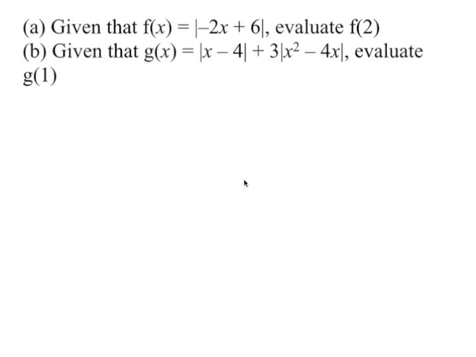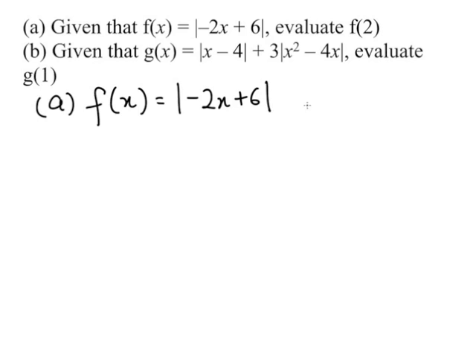Now let's look at the first part of the question, which is: given that f(x) equals the absolute value, or modulus, of -2x plus 6, evaluate this value here. So all we have to do is, let's do part A first. I'm going to write out that function first. It's an absolute function on -2x plus 6, and we're supposed to evaluate f(2). Evaluating f(2) is simply substituting the value of 2 into x.